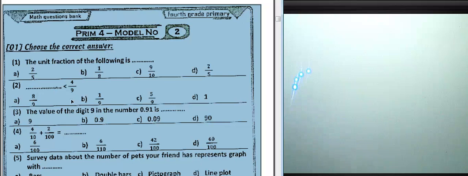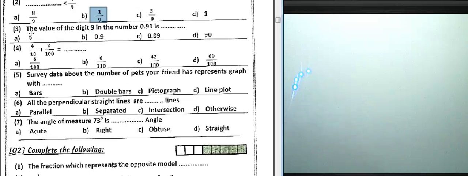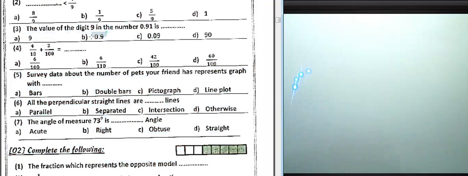Space less than 4/9. 1/9 is less than 4/9. The value of the digit 9 in the number 0.9 is 9 tenths.